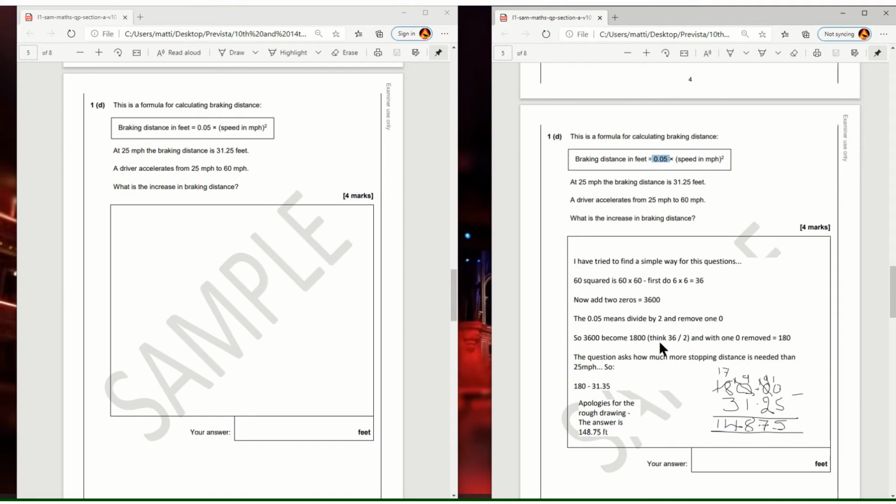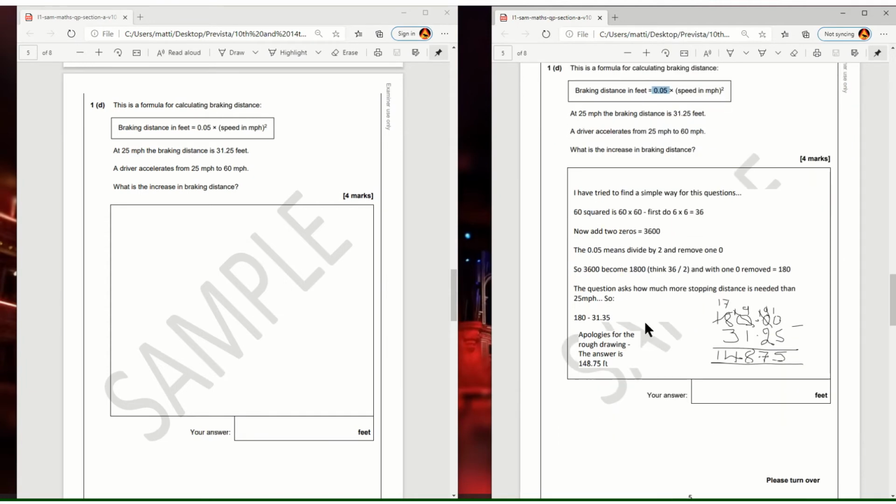Again, this is a question you want to look at, and I'm happy to give you some extra tuition on this type of question if you would like. Try with a calculator, and you'll see where I'm coming from on this one. So the question is now asking how much more stopping distance is needed at 25 mph.